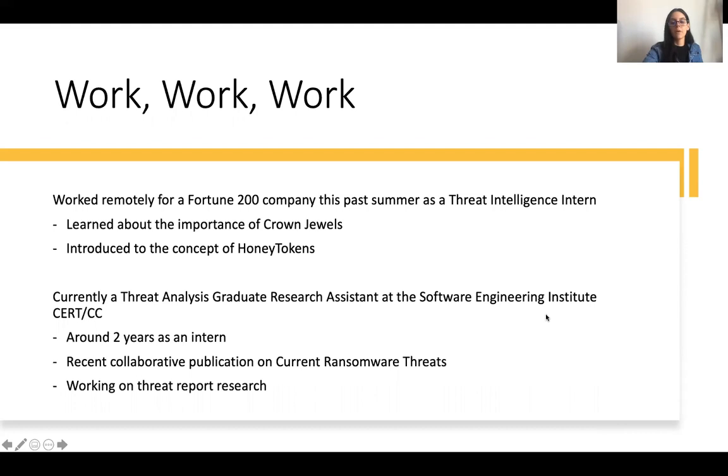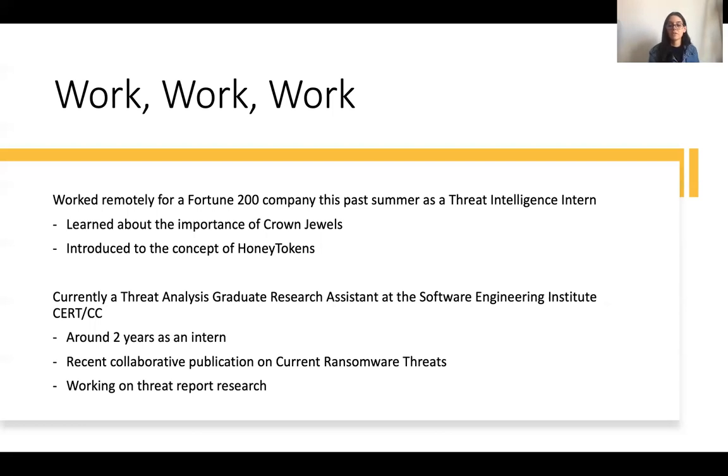So a little bit on what led me to today's topic is my work history. This summer, I worked remotely for a Fortune 200 company as a threat intelligence intern for a cybersecurity and assurance division. I learned about the importance of crown jewels and how those are essential to organizations, especially global companies. And then through that, I learned about the concept of HoneyTokens and how those come into play with crown jewels.